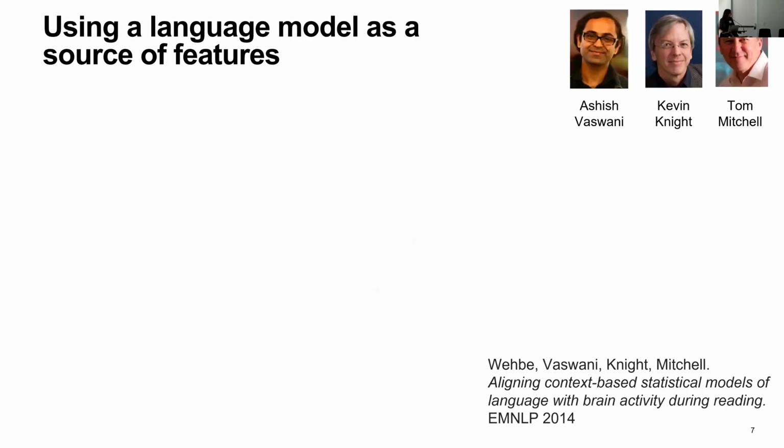And so back in 2014, we teamed up with Ashish Vaswani and Kevin Knight, who were working on language models that were built on neural networks. And back then, it wasn't like now, you couldn't just go online and download a large language model that's been trained on the entire internet.